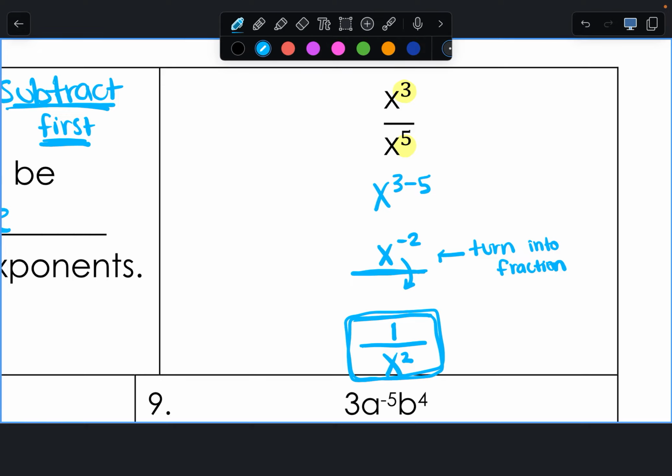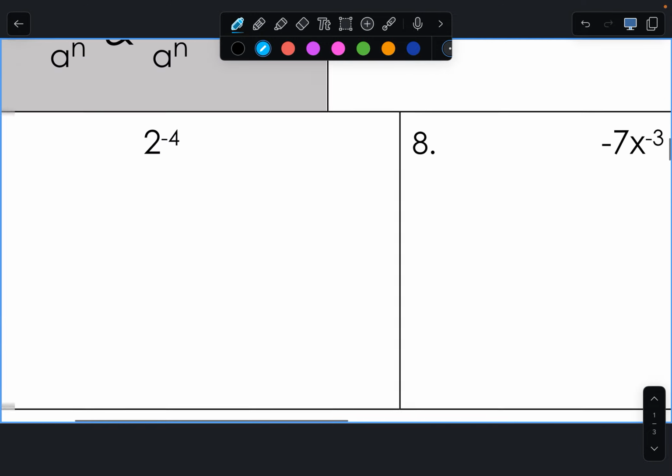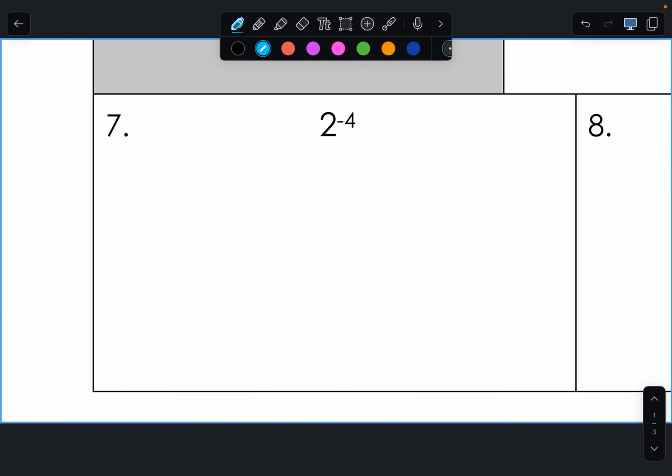Okay. So number 7. We have 2 to the power of negative 4. We cannot have negative exponents. So you have to make it the denominator. Turn it into a fraction and move it to the denominator. So 1 over 2, we move it to the denominator. It becomes 2 to the exponent of positive 4. We have to have some type of numerator, so we fill it in with a 1.